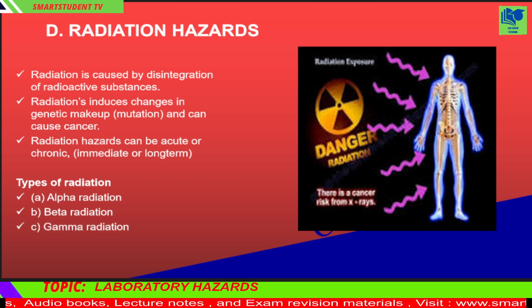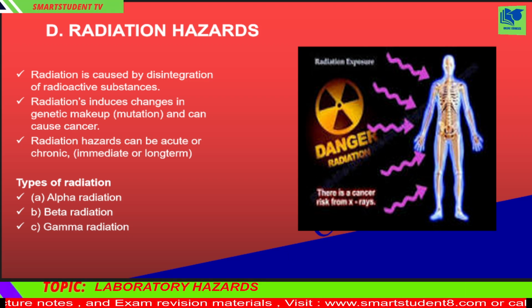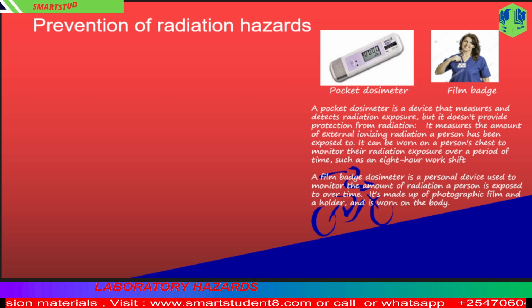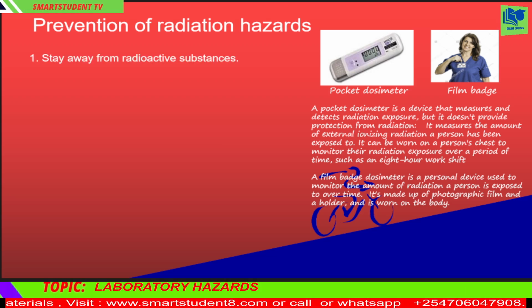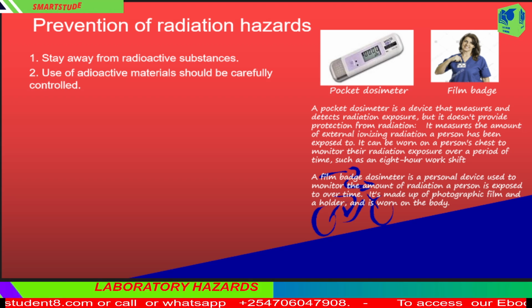C. Gamma radiation. These are radiations without charge. They are very light and therefore have high penetrating power through cells, tissues, and organs, which they destroy by ionizing them. Prevention of radiation hazards. 1. Radiation hazards can best be prevented by staying away from radioactive substances. 2. Alternatively, the use of radioactive materials should be carefully controlled.